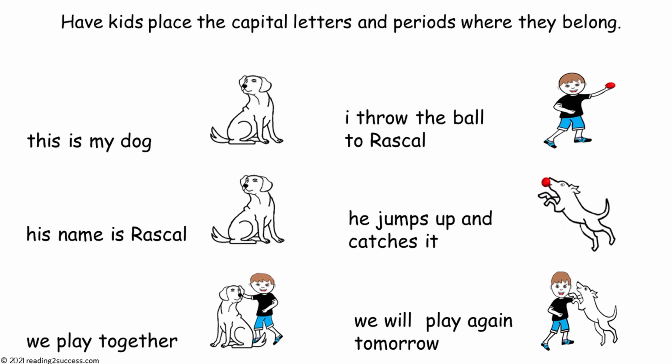Now have kids place the capital letters and the periods where they belong. Have them read each sentence, write the capital letter over the lowercase letter, and then add the period. And again, it is fine to read each sentence with kids. And this is a completed example.